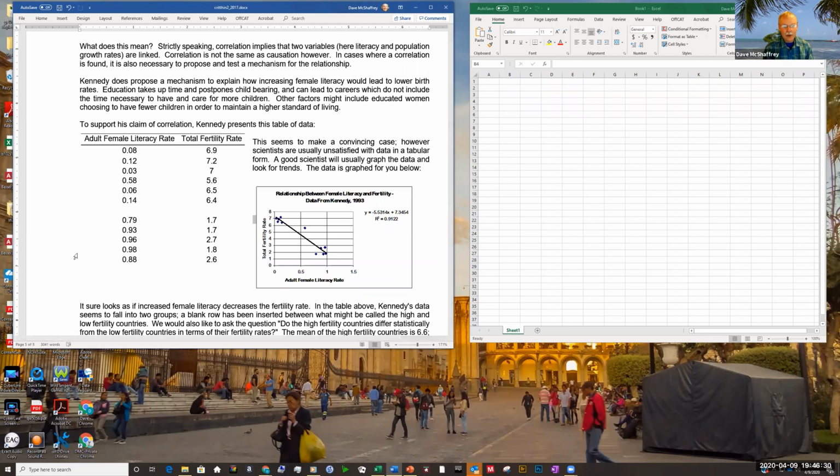Now, scientists, though, they don't like to look at tables like that. First thing they're going to do is take that data and they're going to graph it out. And so that's what I did. And that's what you're seeing in this graph. I'll make it a little bit bigger for you here.